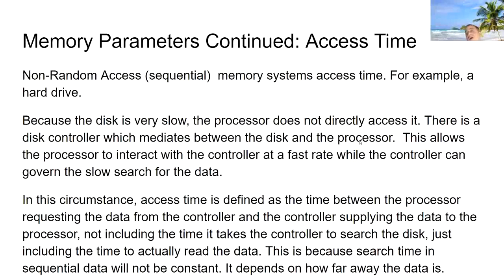The controller just sits there and waits for the disk to read, and then when he's got the data, he says, okay, CPU, I'm ready. The CPU runs into the room, grabs the data, and runs out. This allows the processor to interact with the controller at a fast rate, while the controller can govern the slow search for the data on the hard drive. So we've got a mediator between the fast CPU and the slow disk, and that's called the disk controller.